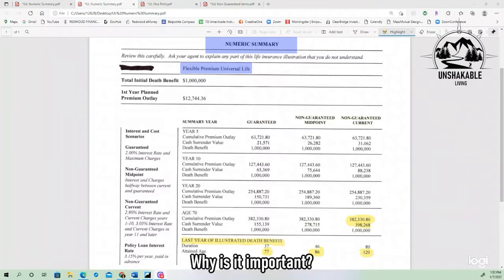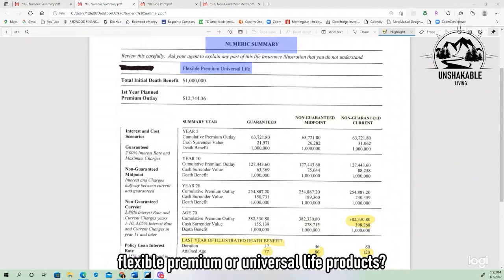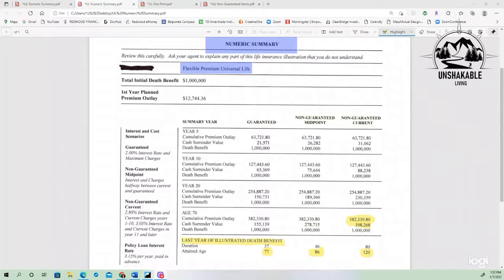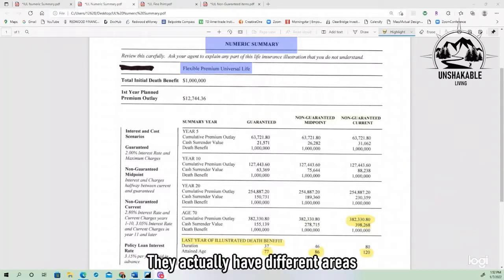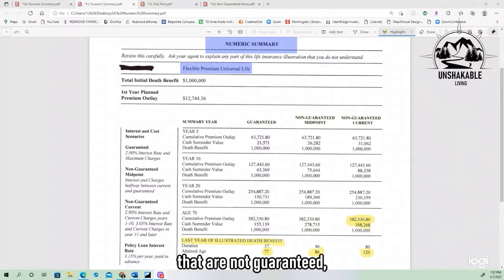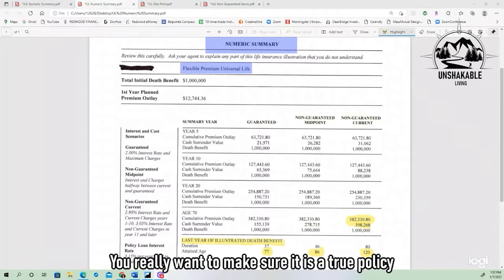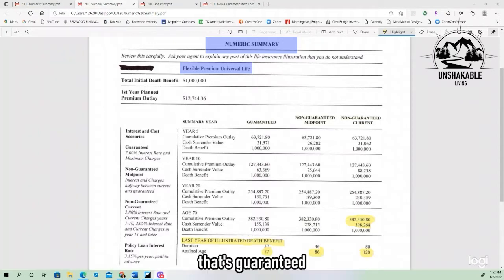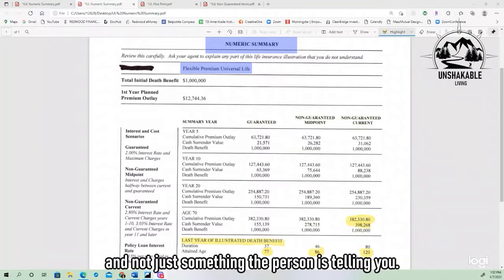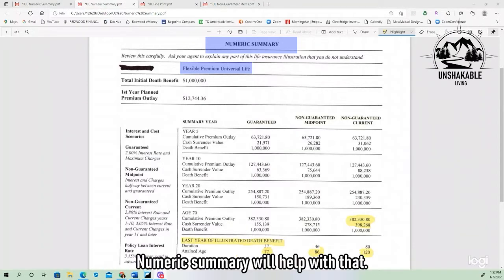Why is it important? Well, flexible premium or universal life products actually have different areas that are not guaranteed. Even though a lot of insurance people will sell them as, hey, you're going to have this death benefit forever as long as you pay this premium, you really want to make sure it is a true policy that's guaranteed and not just something the person is telling you. The numeric summary will help with that.